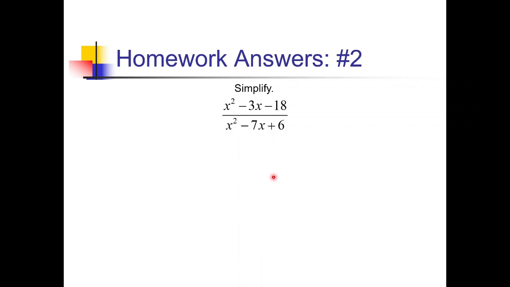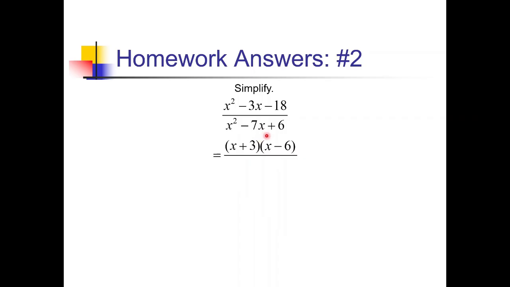To simplify this rational expression, let's first factor everything we can. For the numerator, I need numbers that multiply to negative 18 and add up to negative 3. 1 and 18 doesn't work, 2 and 9 doesn't quite work, 3 and 6 works if I have positive 3 and negative 6. So I can split this up into x plus 3, x minus 6.